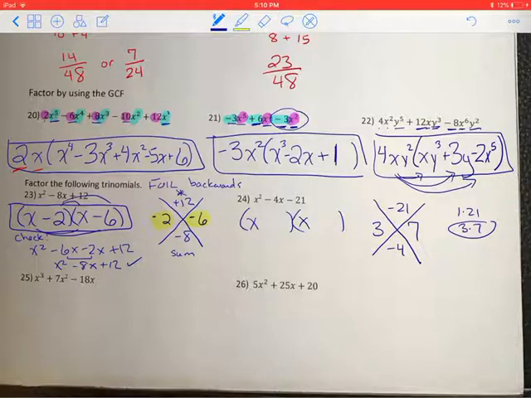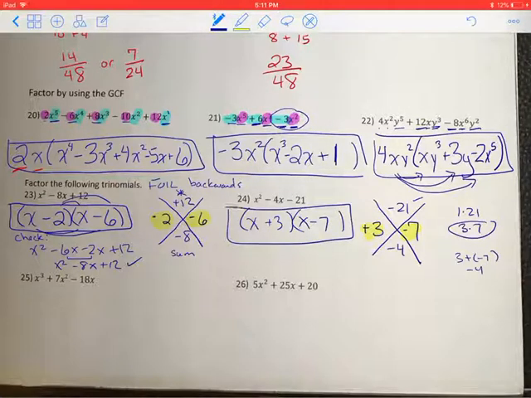This one's trickier because we want a negative 4 for our sum. We want a negative 21 for our product. So if we make the bigger number negative, 3 times negative 7 gives me the negative 21. If I add 3 plus negative 7, that gives me the negative 4. All right, so these are the 2 numbers that I want. So a plus 3 and a minus 7. And again, you can check that with FOIL if you want.